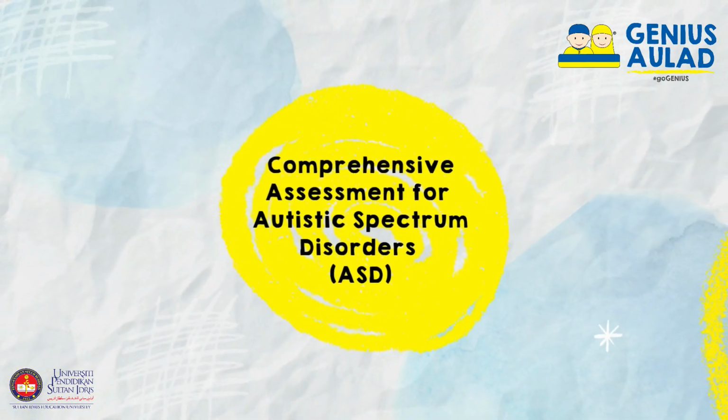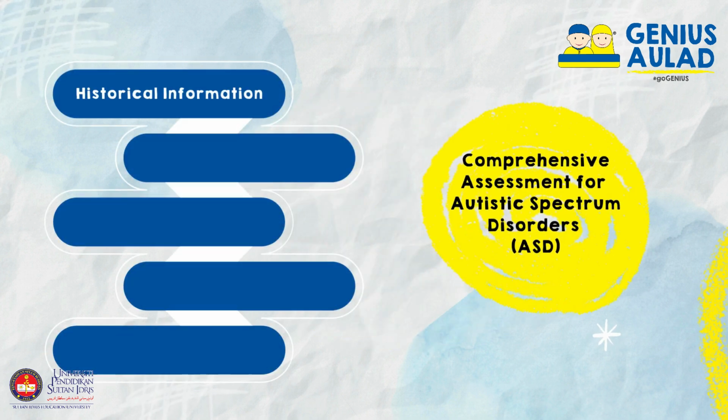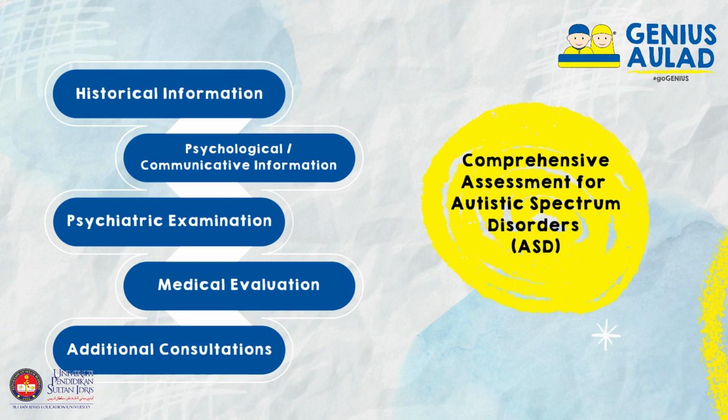The key to diagnosing autism is that any other diagnosis must not better explain the symptoms of ASD. I would like to highlight that a comprehensive assessment for ASD will include, firstly, historical information, psychological and communication examination of the child. We also need to involve psychiatric examinations, which is the mental health, medical evaluation, and additional consultations.